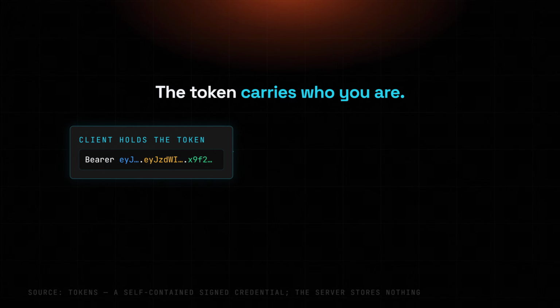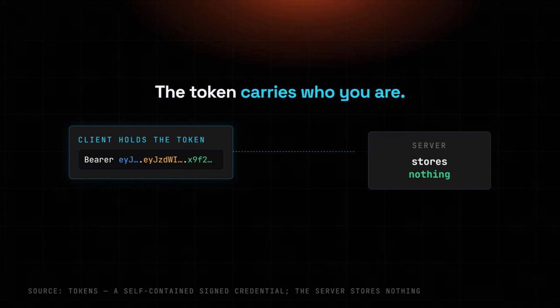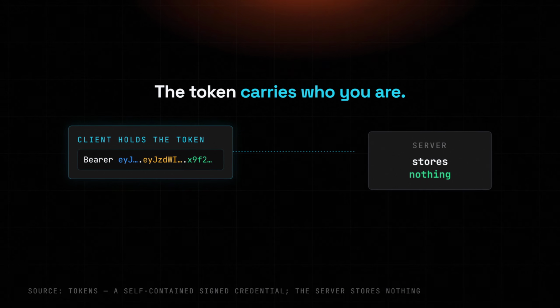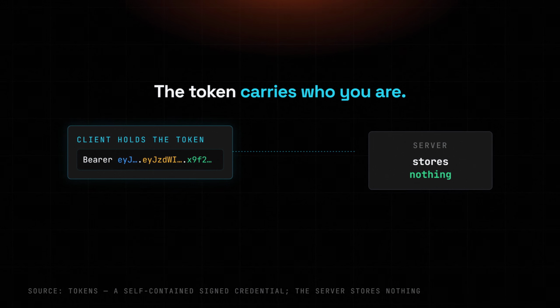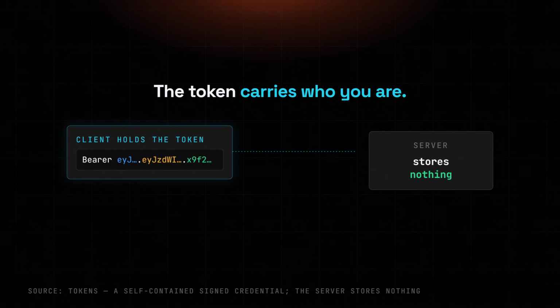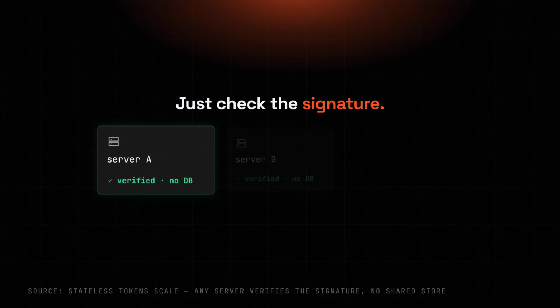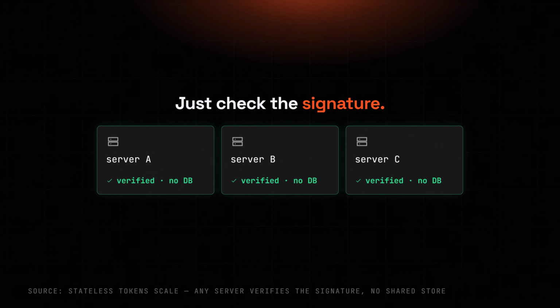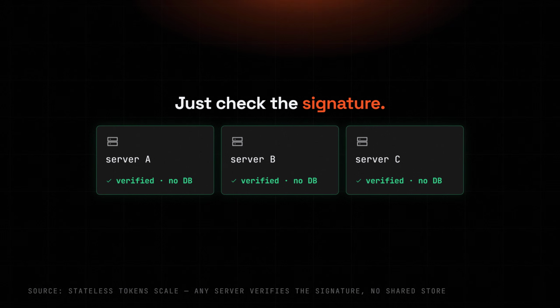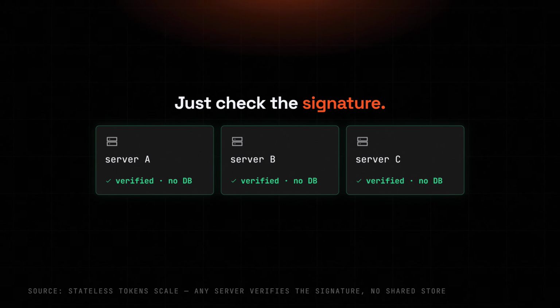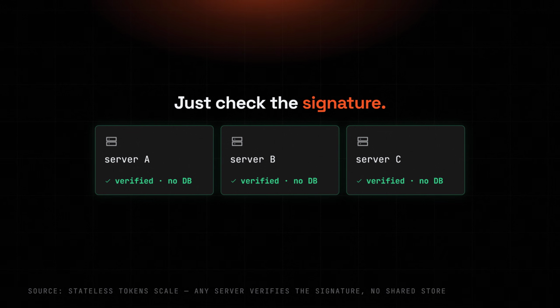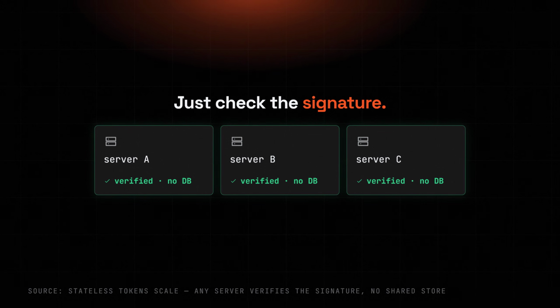The second answer flips that completely. Tokens. Here, the server deliberately remembers nothing. Instead, it hands you a signed token that already contains who you are, and you attach it to every request you make. The server just checks the signature. If it is valid, the request is trusted, with no lookup and no database hit at all. That is why tokens scale so beautifully across dozens of servers. None of them has to share a common session store.